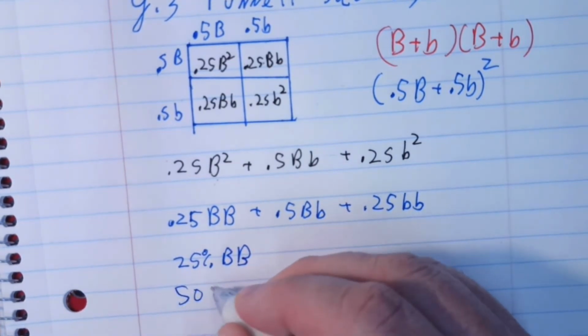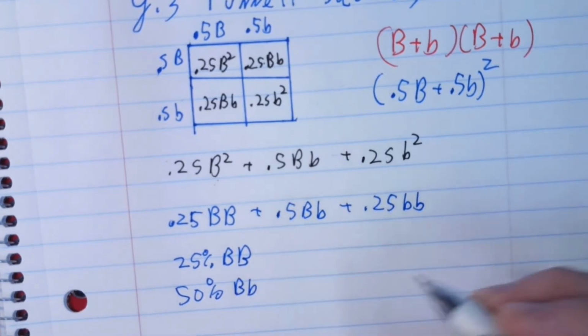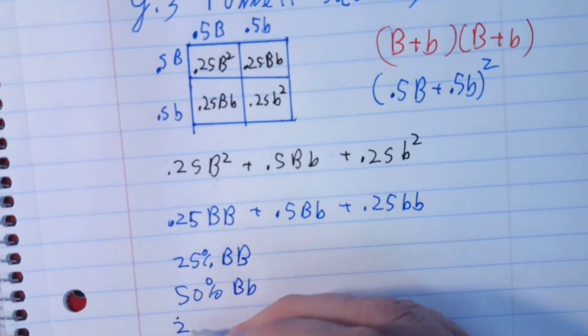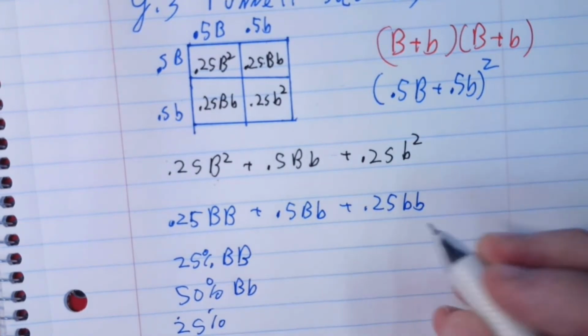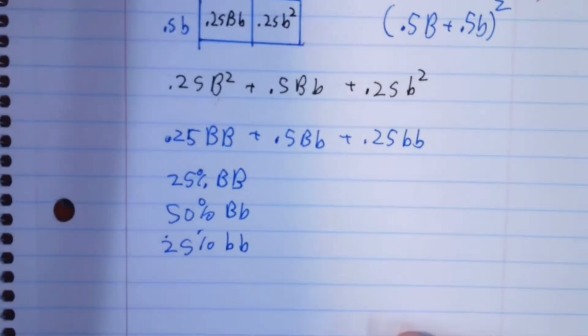Okay, so basically, 0.25 is the same thing as 25% of the offspring would have the BB genes. 50% of the offspring would have the Bb genes, and 25% of the offspring would have bb. Okay, let's see if we remember what all that stuff means.